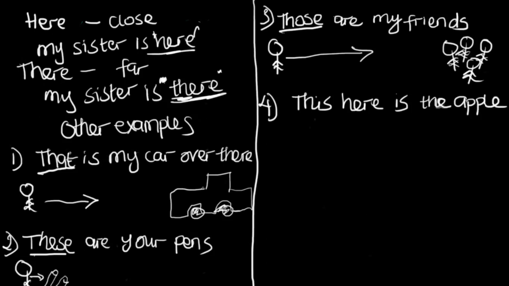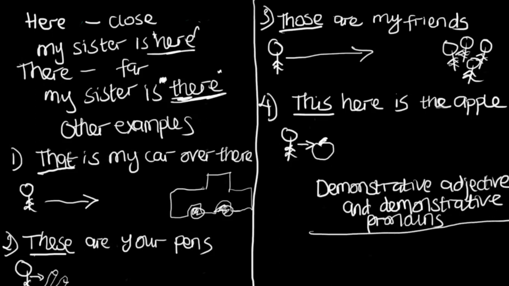This here is the apple. This, that means something close, right? So you are here, and then there is an apple here. I say, this here is the apple you've been looking for. This.